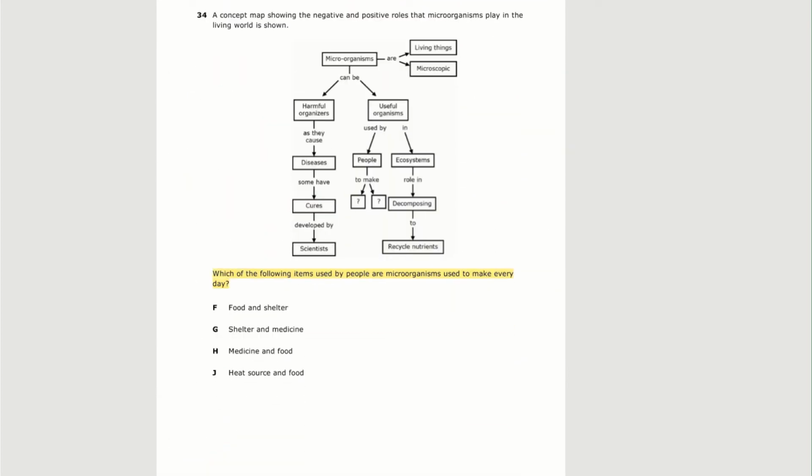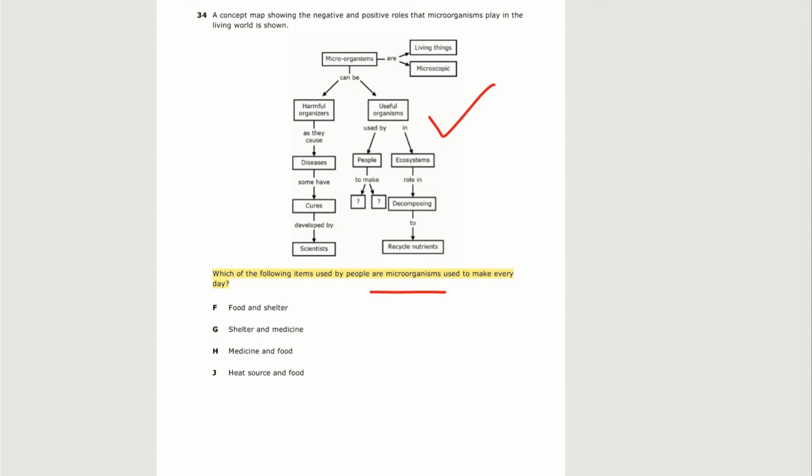Which of the following items used by people are microorganisms used to make every day? Okay, well, microorganisms are like bacteria, I guess, right? I don't know. So, microorganisms are living, microscopic organisms. Harmful, useful, I think this is beneficial, right? Cause diseases. I don't think people, well, people might use them for biological warfare, which means they cause diseases in a whole lot of people, like the Aztecs, right? And the Spaniards. That's what they did. And they kind of weakened the Aztecs.